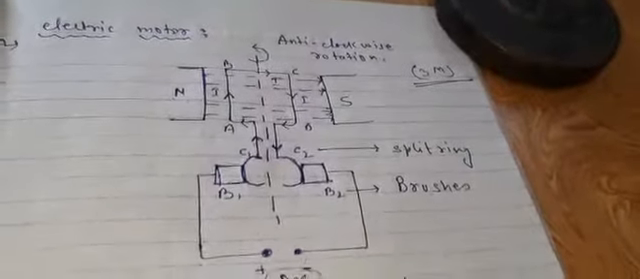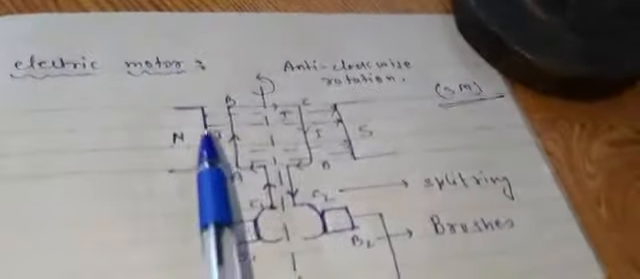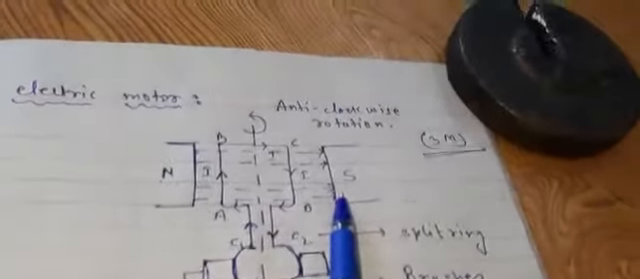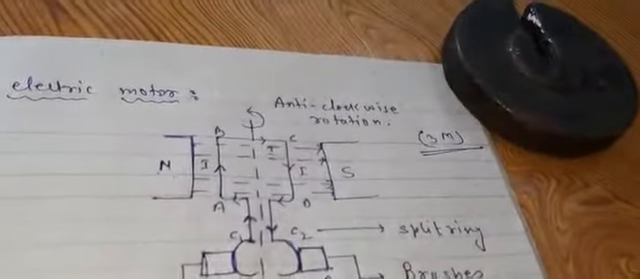Now, dear student, let me start giving you the function or working of each and every part. Let me start from the magnetic field, or field magnet. As I told you, this north and south pole are utilized. Make my words quite clear.